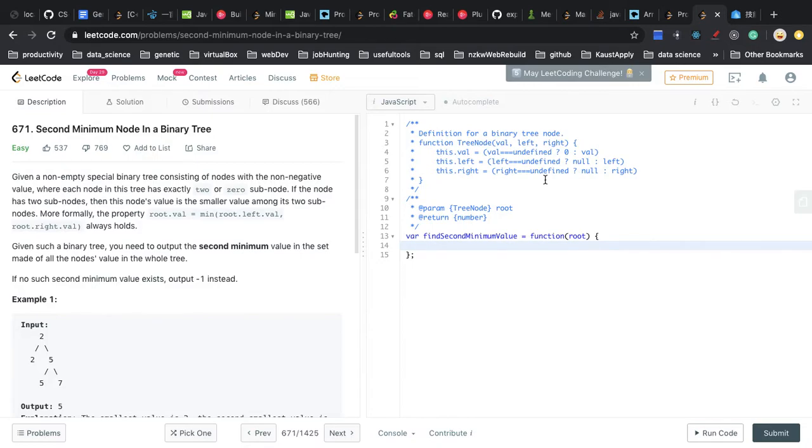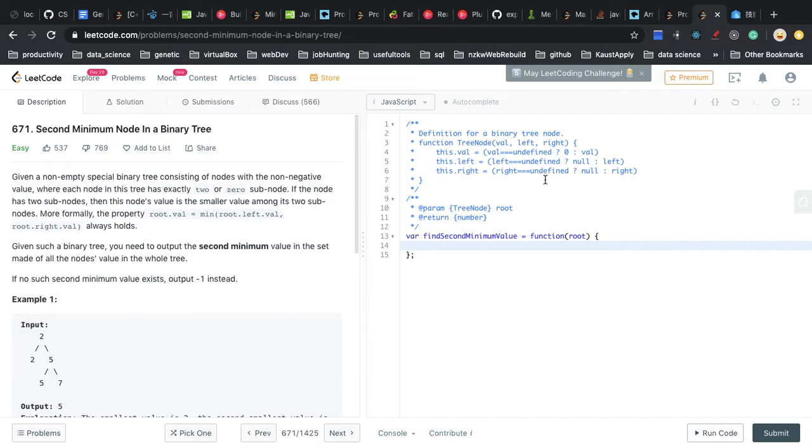If the node has 2 subnodes, then this node's value is the smaller value among its 2 subnodes. So more formally, the property is root.value equals the minimum of the left value and the right value. So we are given such a binary tree and we need to output the second minimum value in the set made of all the nodes' values in the whole tree.